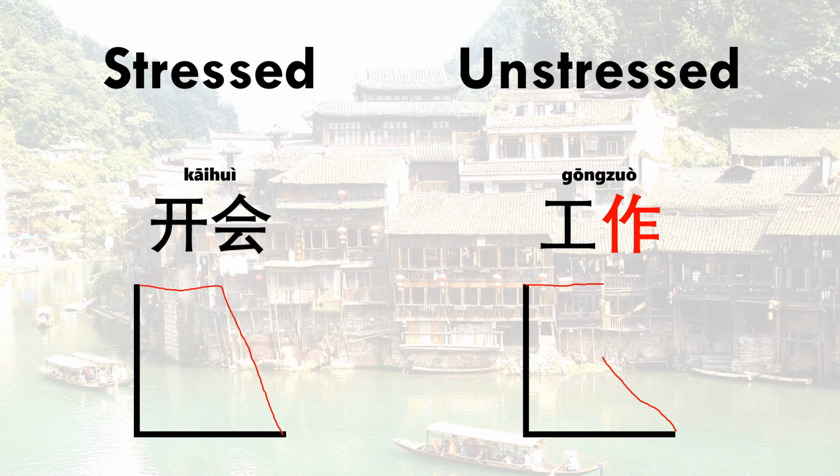It does drop. You want to make sure it does drop and you're not pronouncing it level, but it doesn't start as high. So 开会, 工作. Notice I'm not saying 工作. 开会. I'm not saying 开会 versus 工作.